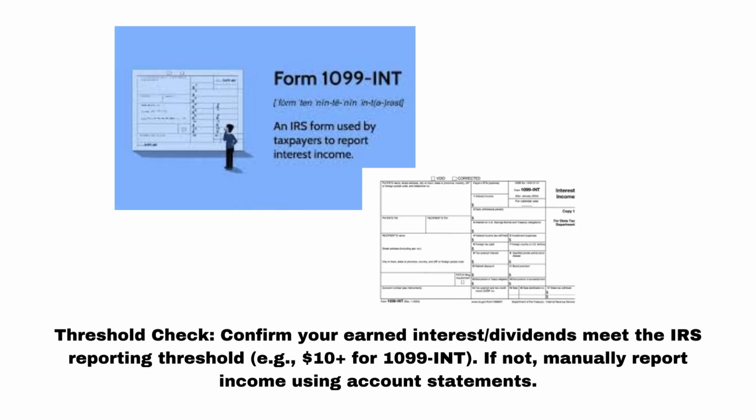Threshold check. Confirm your earned interest/dividends meet the IRS reporting threshold, e.g., $10 plus for 1099-INT. If not, manually report income using account statements.